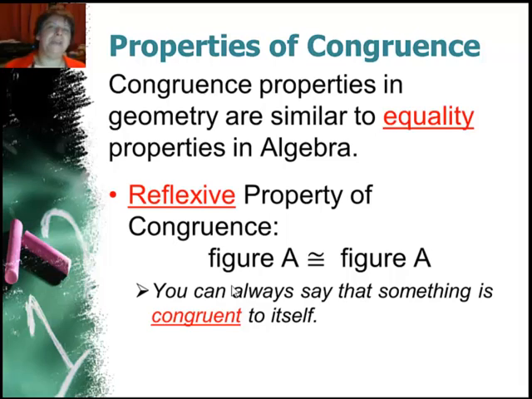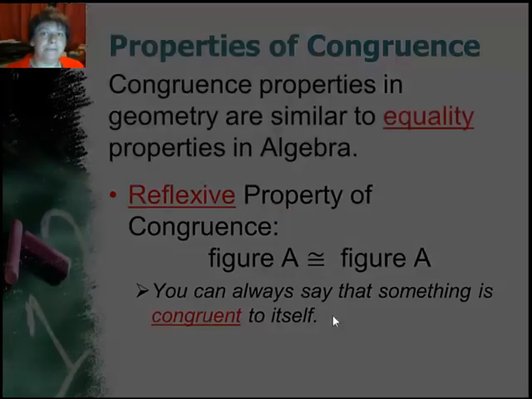So two things have to have the same shape and the same size to be congruent. The reflexive property of congruence is like the reflexive property of equality. Figure A is congruent to figure A. You can always say that something is congruent to itself.